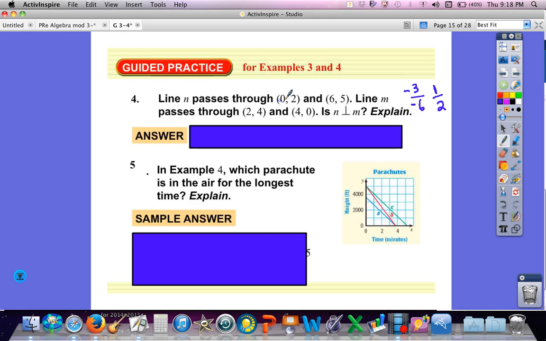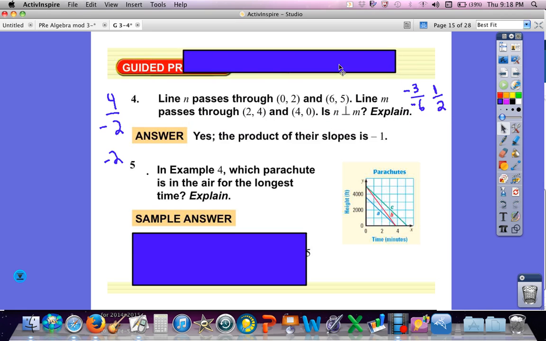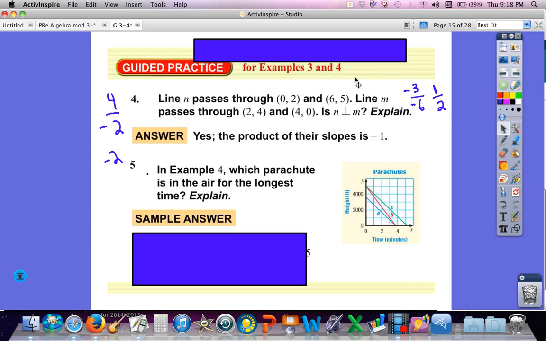So 4 minus 0 is 4. 2 minus 4 is -2. 4 divided by negative 2 is negative 2. So negative 2 and 1/2 are negative reciprocals. Now I know the answer in this book is going to say, yes, the product of their slopes is negative 1. Please understand, that is the same thing as the negative reciprocal.